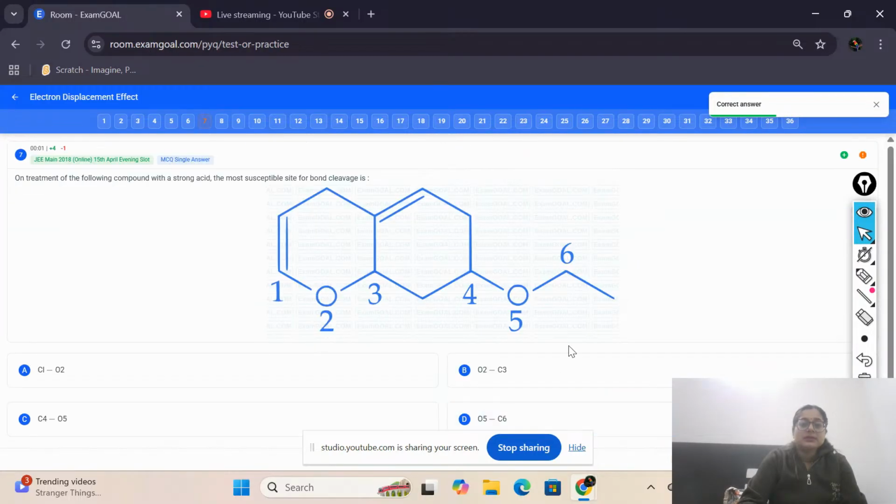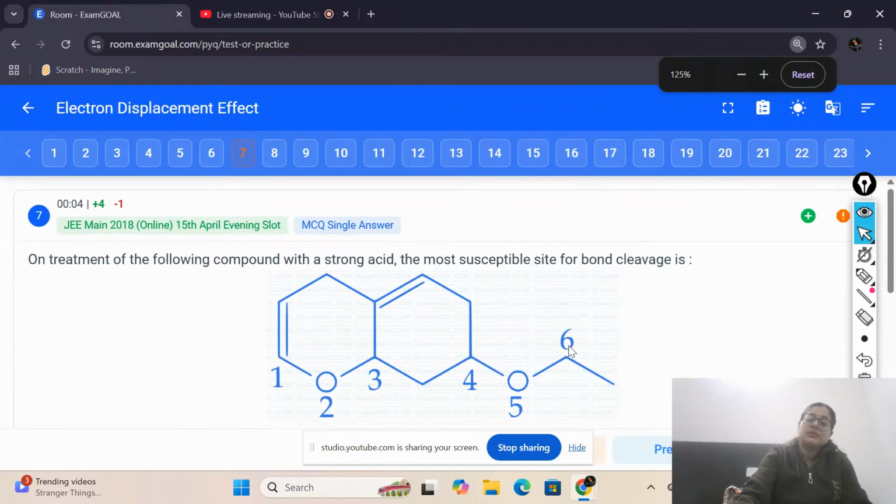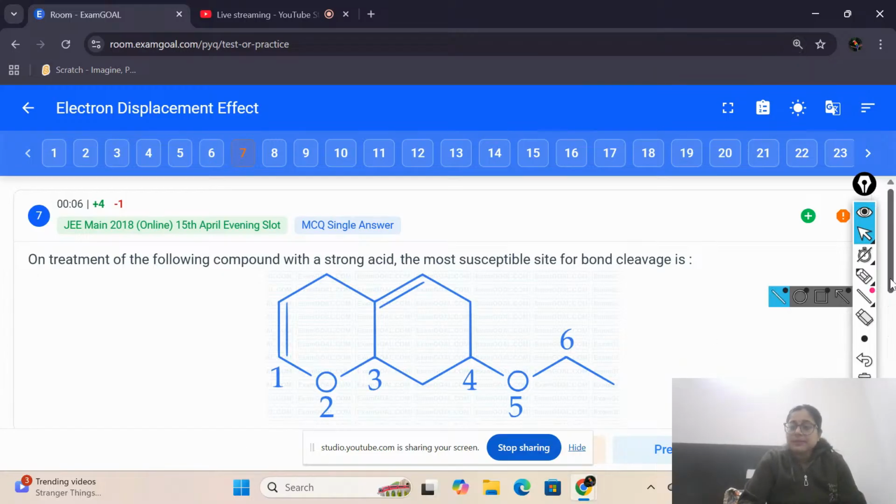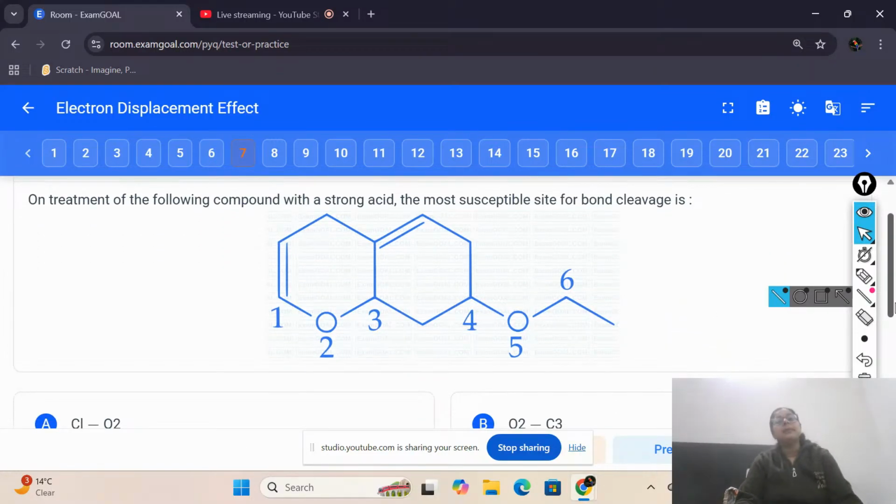Coming to the next, let me pick my screen first. On treating the following compounds with a strong acid, what is the most susceptible site for bond cleavage? Where will the bond cleavage chances be higher? So it will not be on 1 and 2, because of oxygen and there is delocalization, so it is not possible. Here also oxygen 2 and 3, it's not possible. So the most important cleavage is oxygen sp2 hybridized, oxygen sp2 hybridized, oxygen sp3 hybridized.